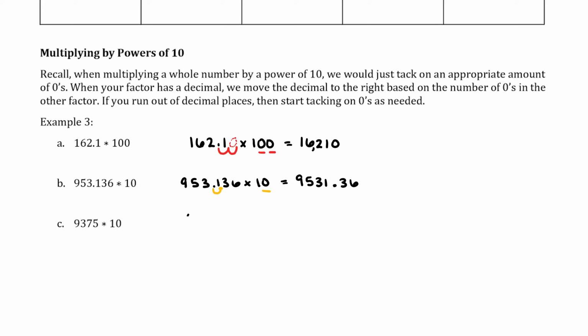Let's try one more. 9375 times 10. Now, technically, the decimal is here, right? In whole numbers, we don't generally write the decimal, but the decimal's at the end. So my 10 has 1 0. I need to move my decimal one place to the right, and since there was nothing there, I'll tack on a 0. So I have 9375 0, which is 93,750.